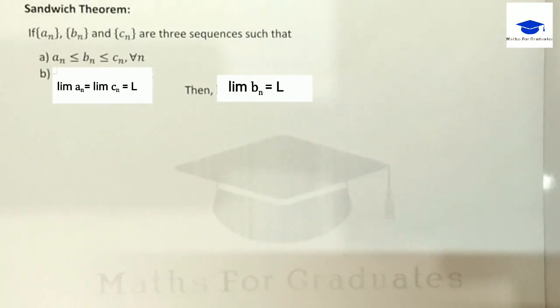It states that if there are three sequences An, Bn and Cn, such that the sequence Bn always lies between the two sequences An and Cn, and if An converges to limit L and Cn converges to limit L, then the sequence Bn also converges to limit L.